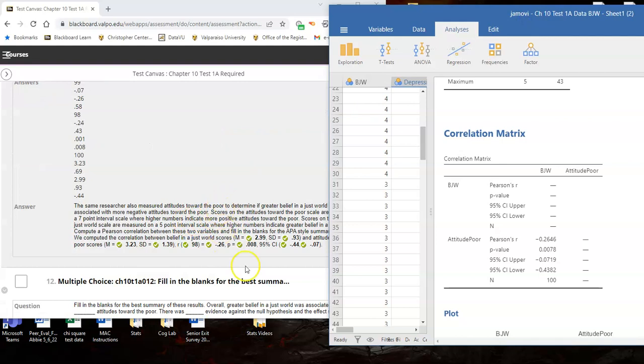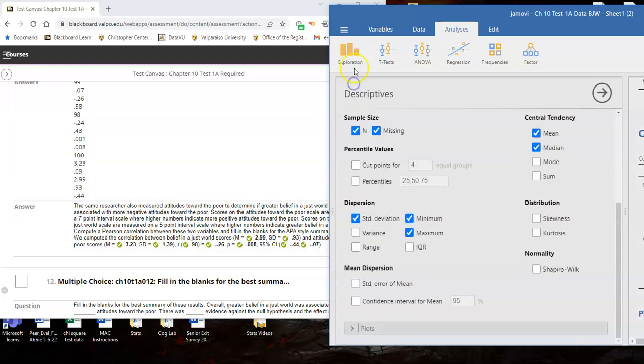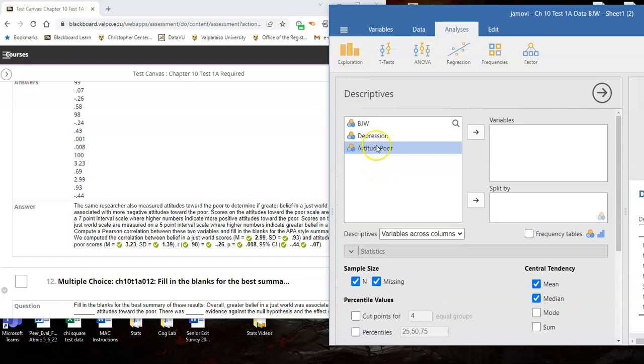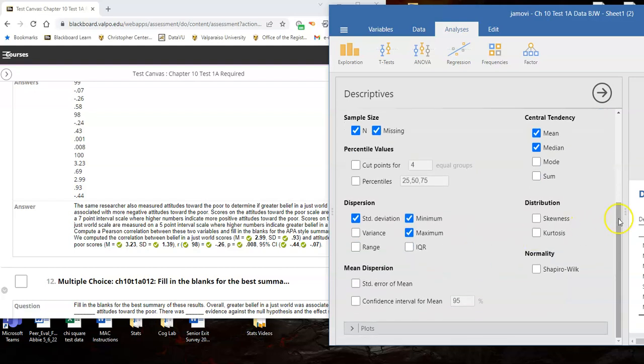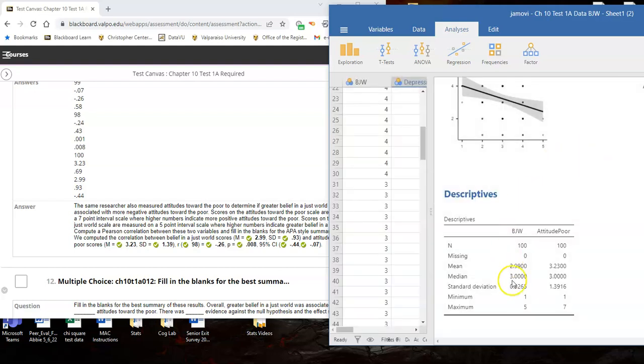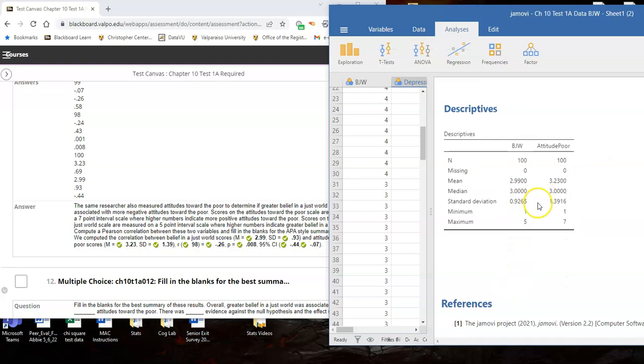And so now we can just fill out our information. Again, we would need to get the mean and the standard deviation for these variables individually. And again, you would do that by getting descriptives, popping over the two variables you're interested in, and then you'll get the mean and the standard deviation over here. And that'll help you fill out these blanks.